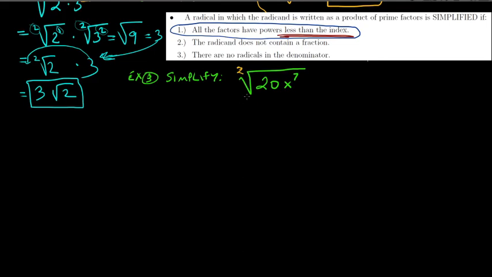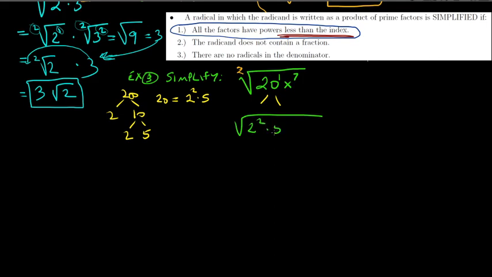Okay. So remember, it's not the 1 that we have to worry about. It's the 20. And what are the factors of 20? Well, you can do 2 times 10, but 10 is 2 times 5. So 20 is 2 squared times 5. So that means we can split this up, right? We can write this as the square root of 2 squared times 5 to the 1 times x to the 7.